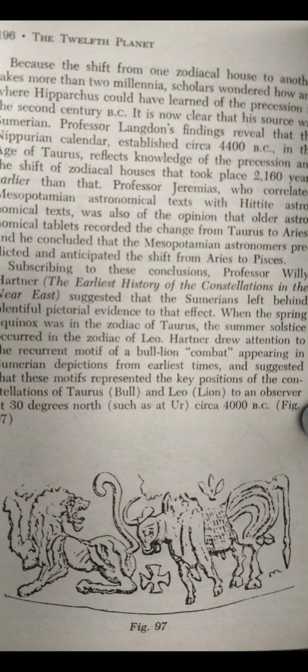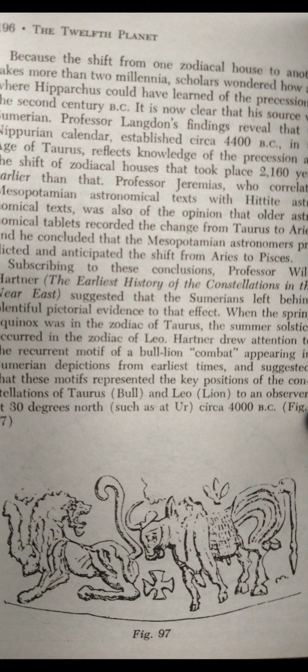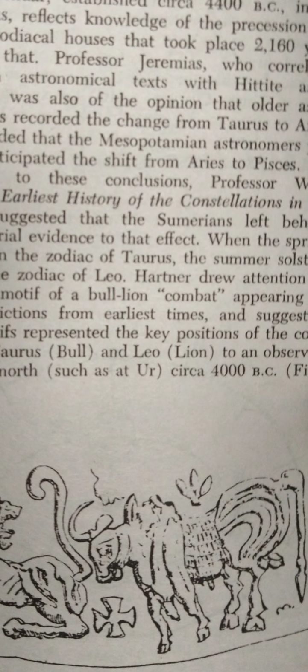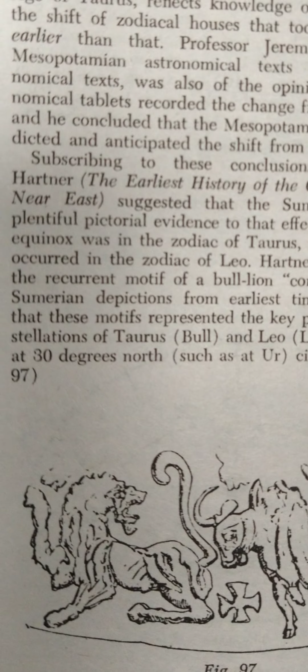So as we see here, we've got that star right there, the four-pointed star Sitchin was talking about. We have our bull, our Taurus, sneaking up on Leo from behind.